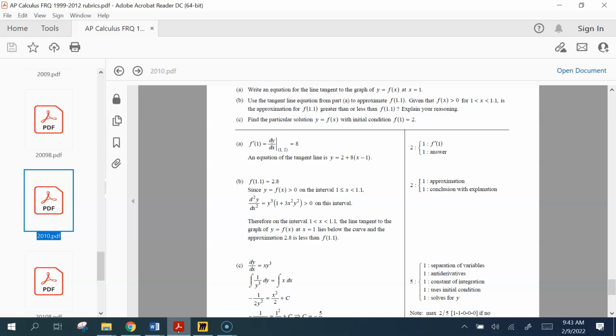Let's read the scoring guide and see what they say. Conclusion with explanation. You would need to show that they're both positive and that it lies below the curve, yeah. But I would say yes if you did all that. For the 1 point here, they just want to know that you understand why. As long as you reference that first and second derivative test being greater than 0, those are your keys there, so that you know the function is increasing and concave up.